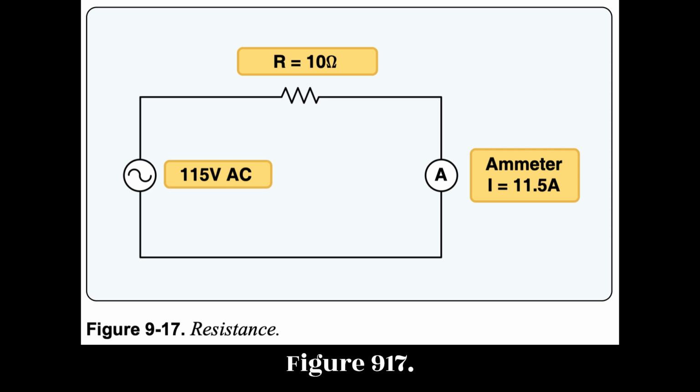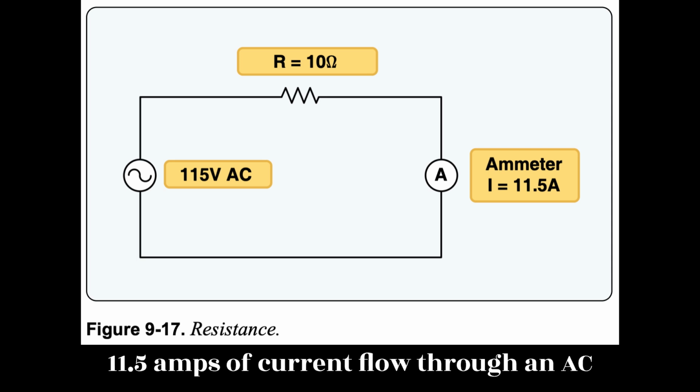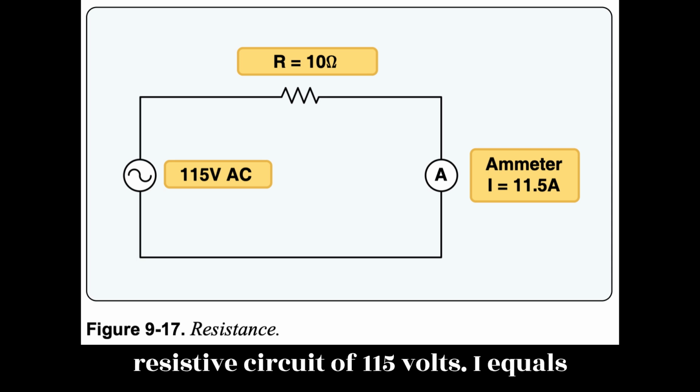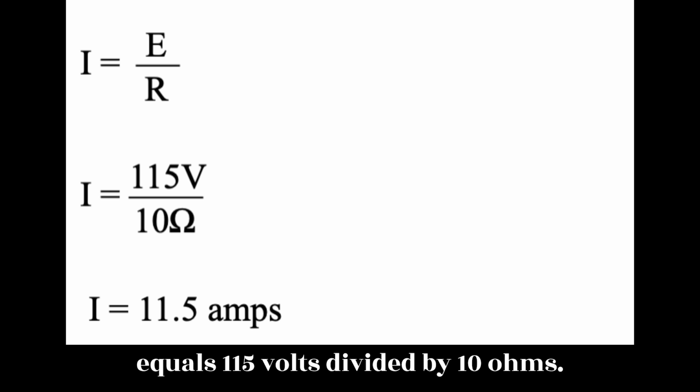Figure 9.17 shows how a circuit of 10 ohms allows 11.5 amps of current flow through an AC resistive circuit of 115 volts. I equals E divided by R. I equals 115 volts divided by 10 ohms. I equals 11.5 amps.